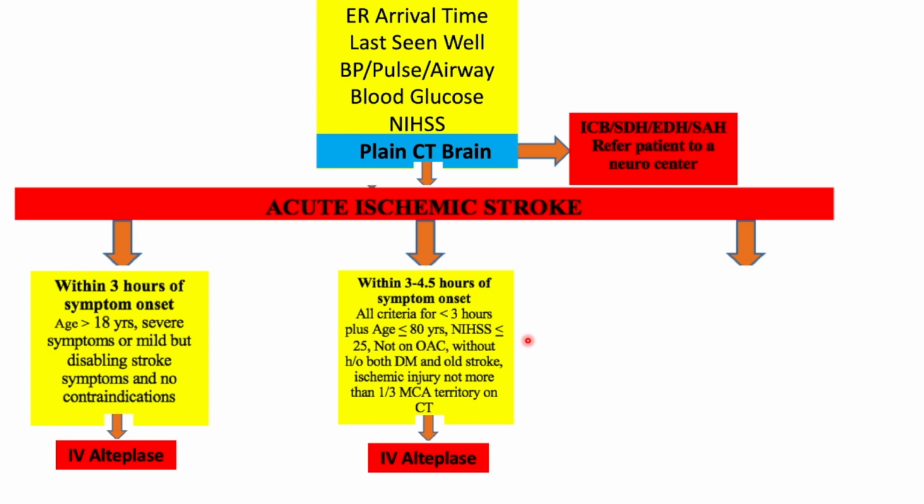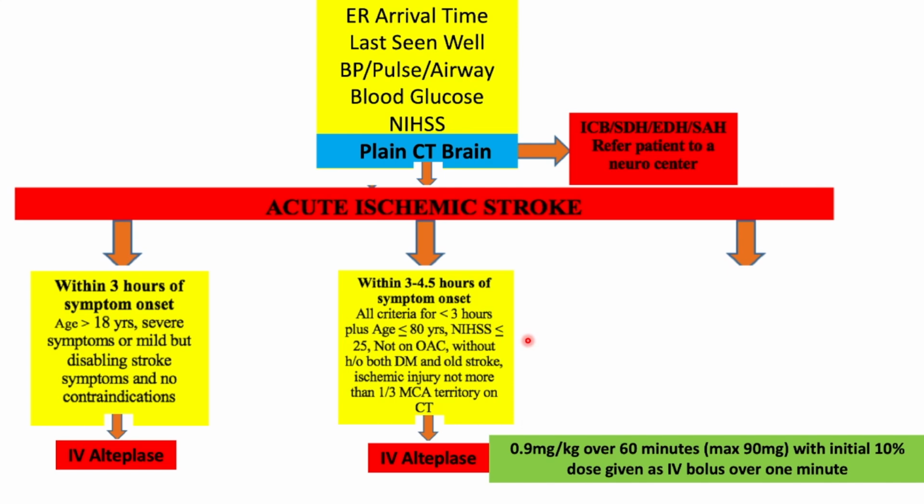So now we understand that these are 2019 guidelines of American Heart Association that up to 4.5 hours of symptom onset, patient can still qualify for IV alteplase. And the dose would be 0.9 milligrams per kg over 60 minutes. Maximum dose is 90 milligrams, and the first bolus dose of 10% is given as IV bolus over 1 minute.